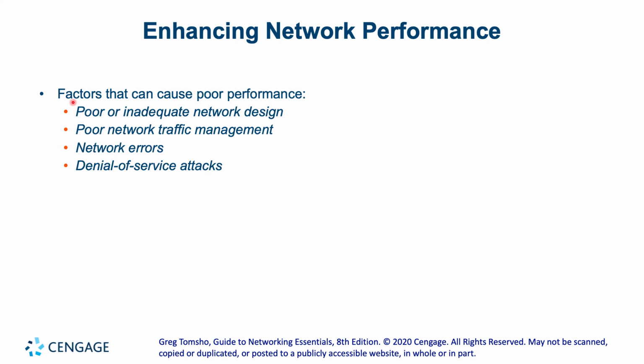Sometimes you'll have network performance issues with the server. Some things that can cause performance issues: one is poor or inadequate network design. So maybe I have too many workstations on the same segment. Poor network traffic management, so maybe things are being broadcast out. Maybe I have a giant broadcast domain where things are getting broadcast out, so it's tying up all the lines. Bad wiring can cause network errors, so I have to keep retransmitting the same packet over and over. And then I can actually have attacks from people, denial of service attacks, where they flood my network with too much information.